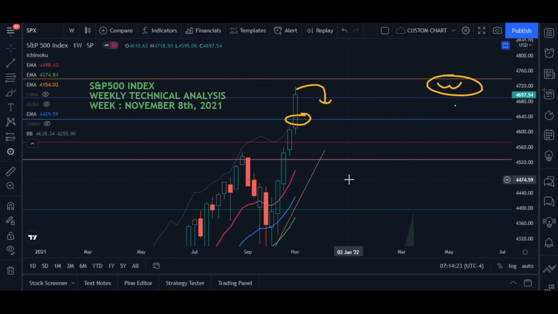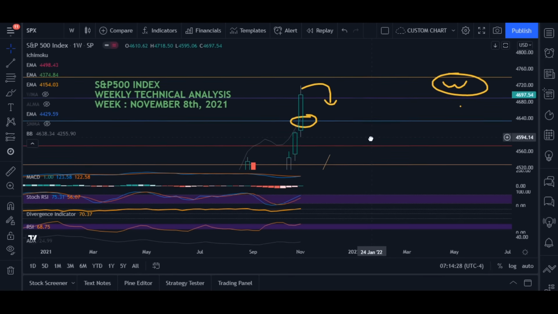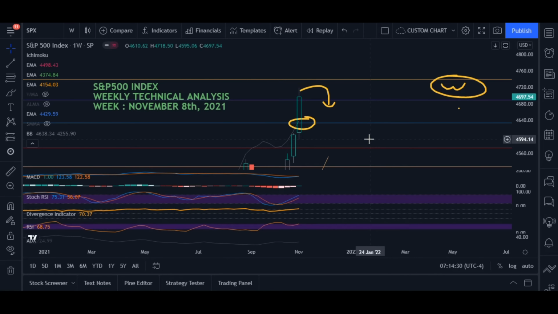Now if we look into other technical indicators, we have MACD. MACD is now bullish. Last week it was bearish, so I told you that in this week, the week of November 1st, it is expected to be bullish. So now MACD is bullish, and also if you see the histogram, it is green.